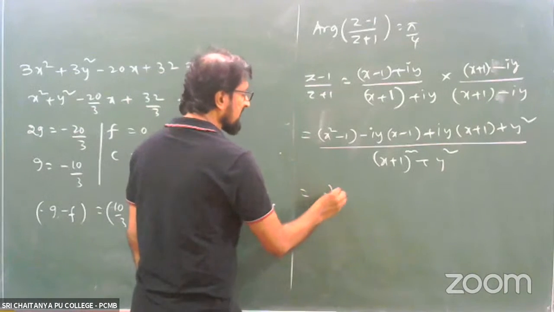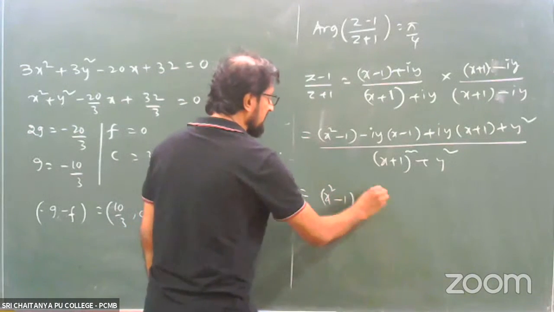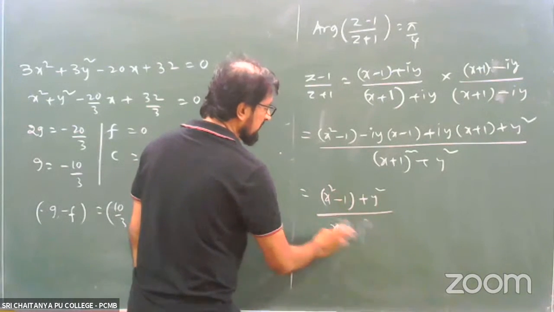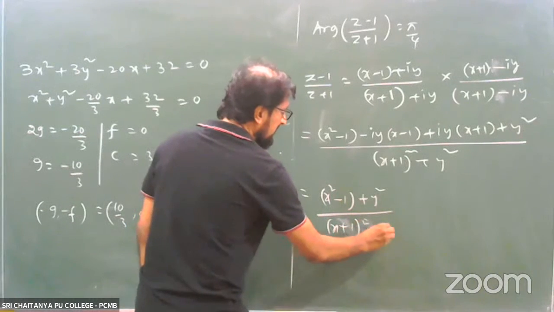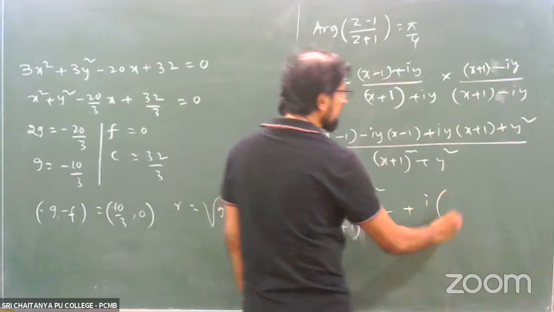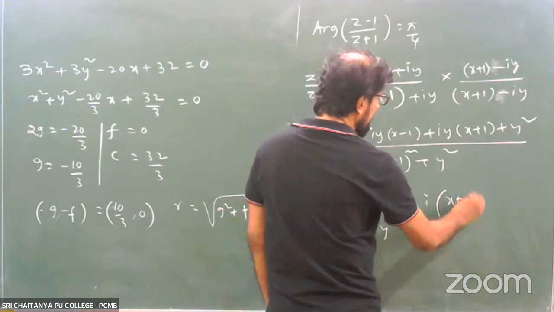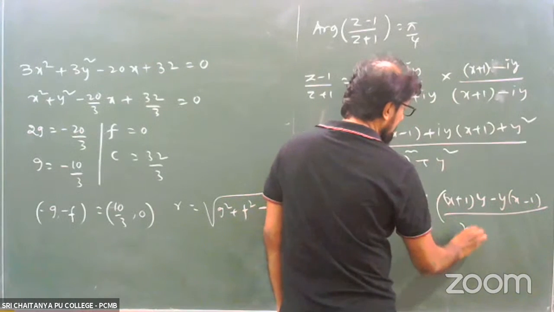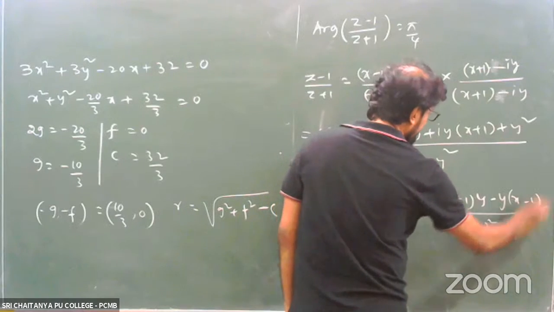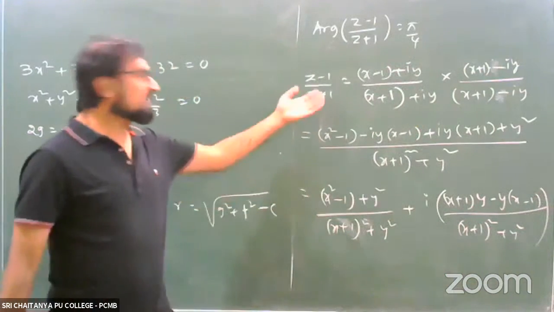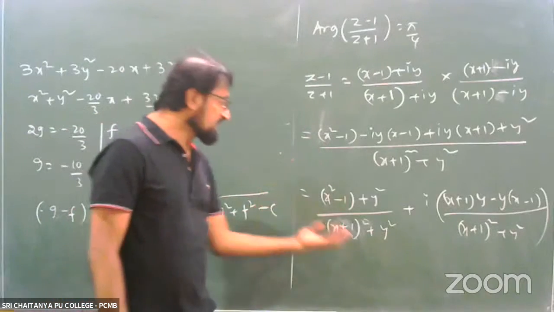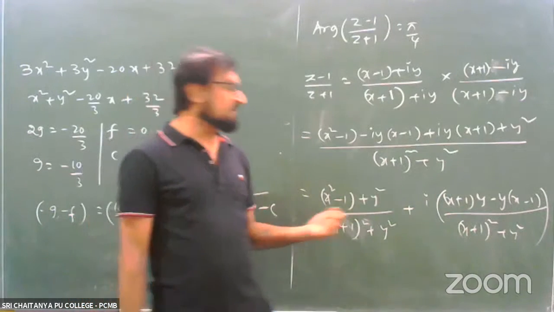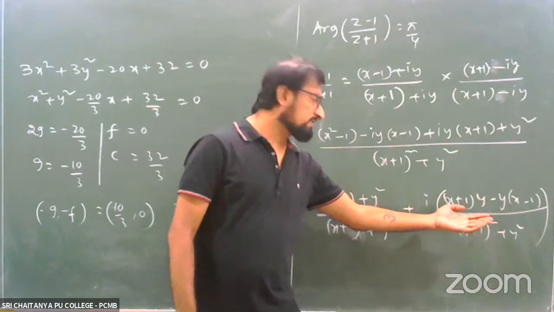Now we are going to get x square minus 1 plus y square by x plus 1 whole square plus y square, plus i into x plus 1 into y minus y into x minus 1 by x plus 1 whole square plus y square. This is the complex number. Now this is x plus iy. What is the argument of any complex number? Tan inverse of y by x.